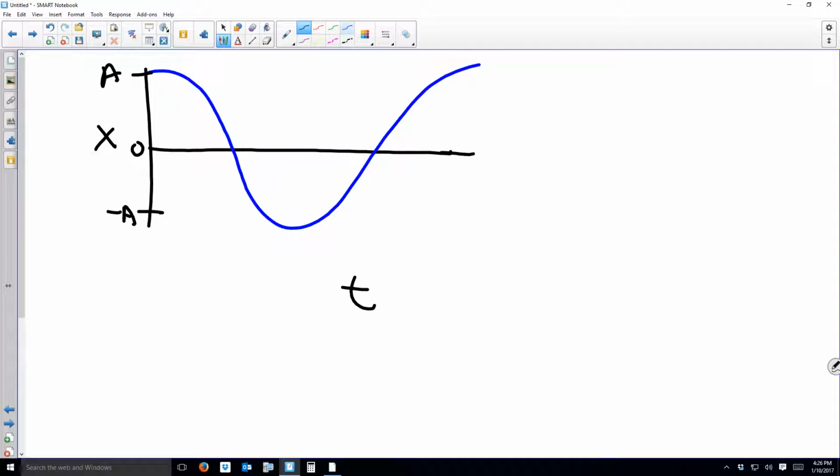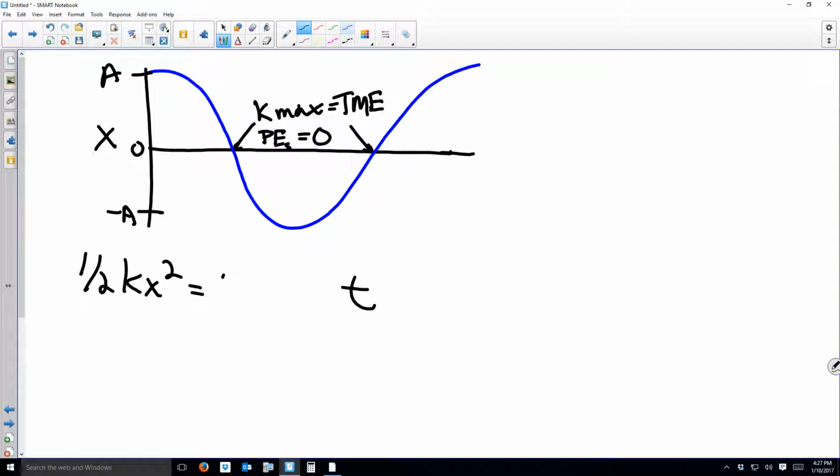At the equilibrium position, we said in the last video that our velocity is at its maximum. If our velocity is at its maximum, then that means our kinetic energy is also at its max. In fact, the kinetic energy equals the total mechanical energy, and our potential energy from that spring is 0. That's because if we plug in for that 1/2 kx squared for our potential energy, x is 0 at the equilibrium position. So that whole setup just becomes 0.